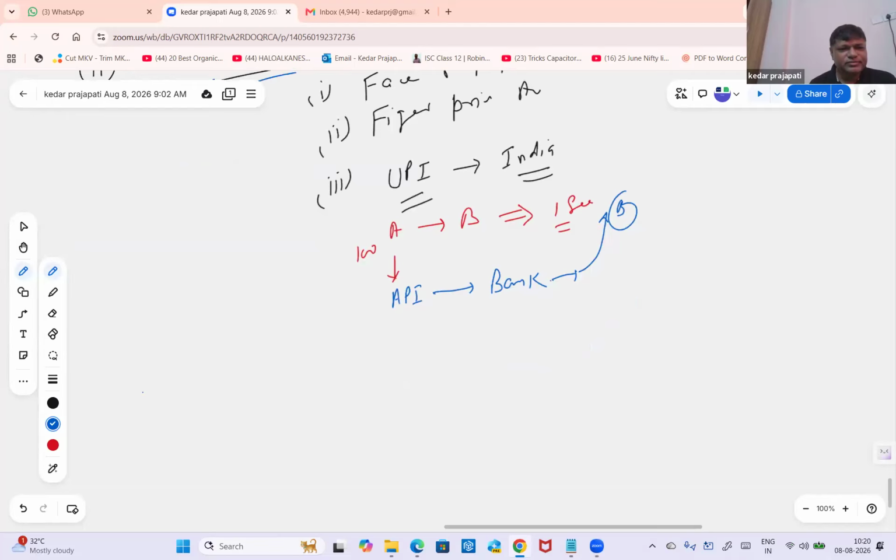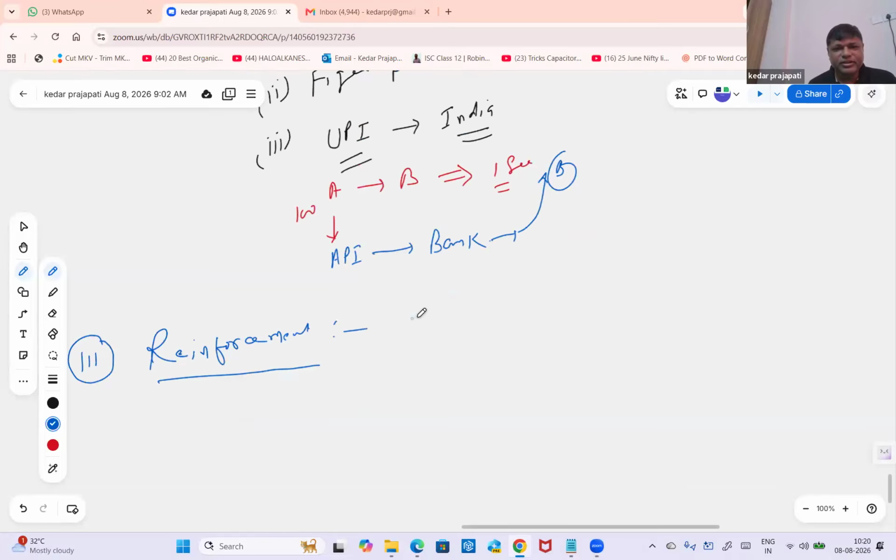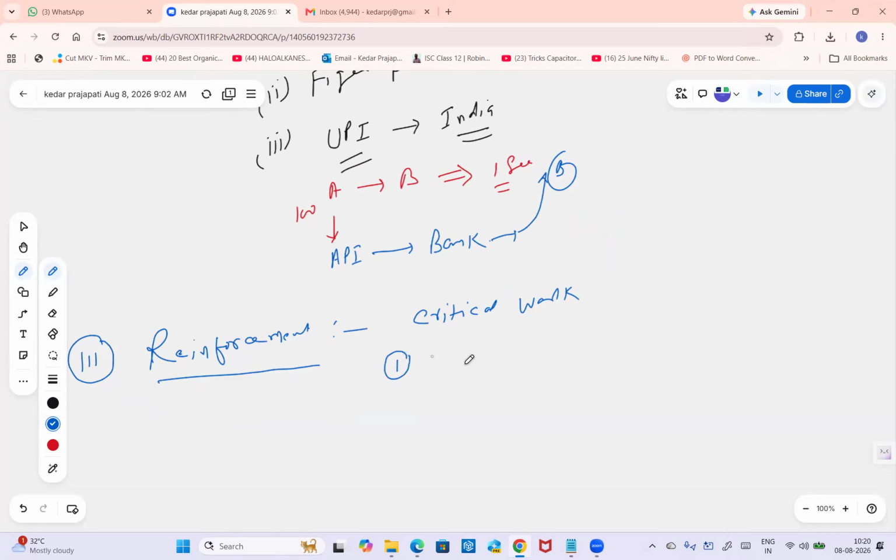Now the third one was reinforcement learning. This is a real-time application. All are real-time only, but this is very critical. Reinforcement learning is used when you are doing critical work. So how do we do it? There will be trial and error. Here the data is real-world objects.